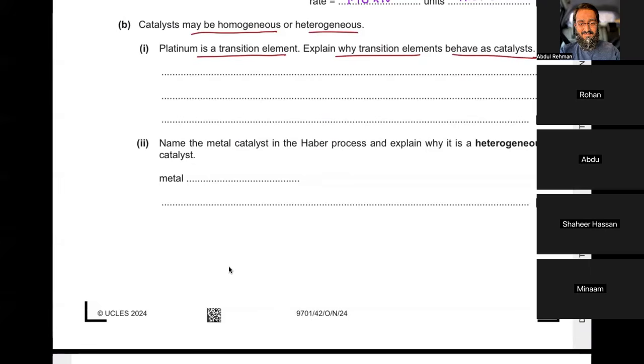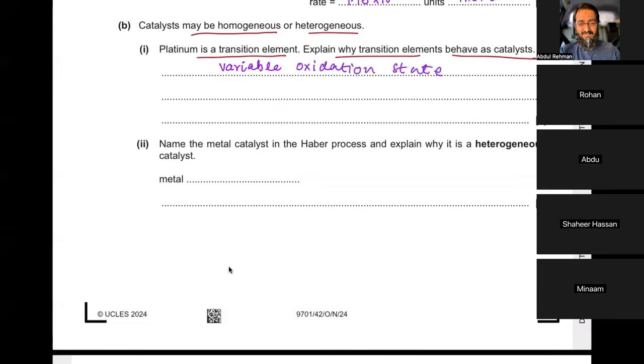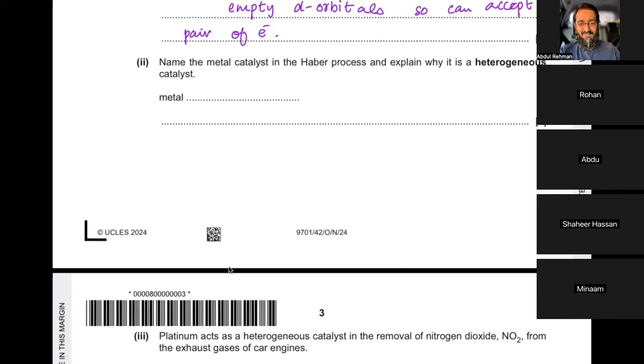And when they turn into one species and then turn back into another species, that's how they are doing it, by accepting a pair of electrons or by making a dative bond. And it happens because they have empty d orbitals. So empty d orbitals can accept a pair of electrons.